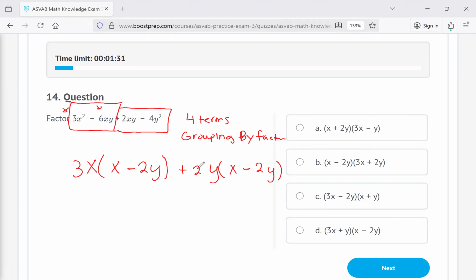Okay, so this is a big clue grouping by factoring works. Do you see the repeat? I do. I see a repeat of x minus 2y and x minus 2y. So that's how you know grouping by factoring works. If you don't see a repeat, you might have to adjust it or it just doesn't work. So we just write out the repeat once and then bring down your leftover. So our leftover is 3x plus 2y. Okay, so that is going to be letter B.